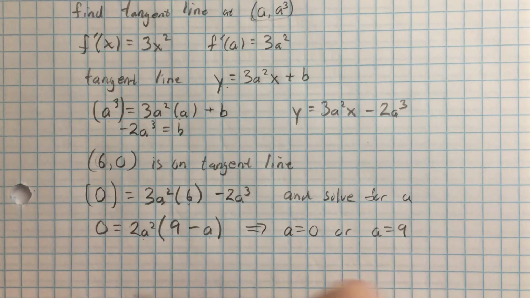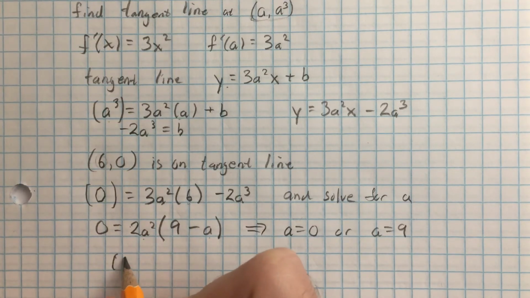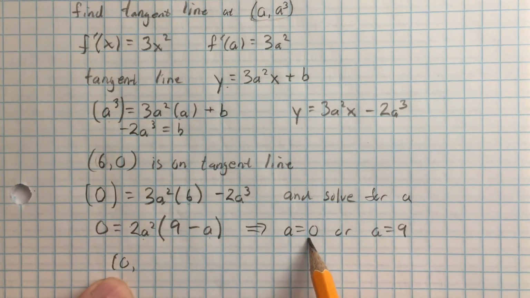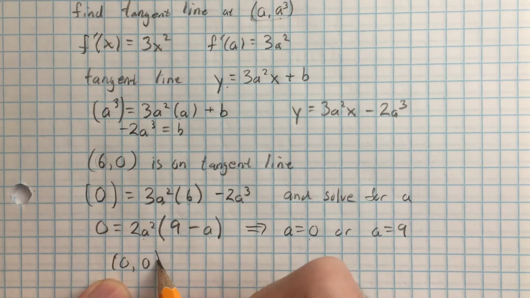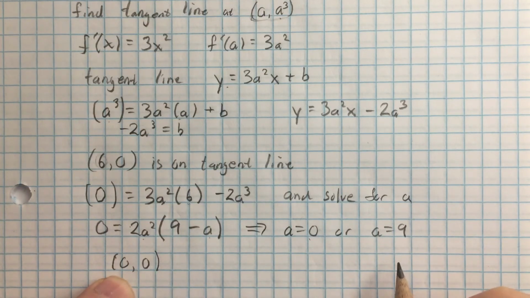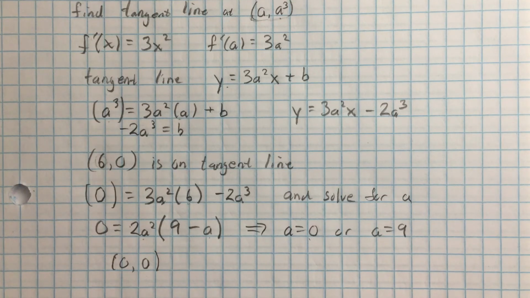So the solution then is 0 for a. So a cubed is also 0. That's one point where the tangent line will have an x-intercept of 6. Now, to be perfectly honest, if you think about it a little bit, the tangent line at 0, 0 is horizontal. So the tangent line here is really the x-axis. That's why it has an x-intercept of 6. It has all x-intercepts, actually. So this is kind of a trivial case here.